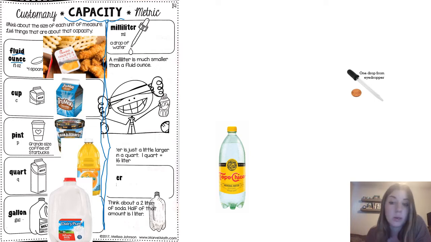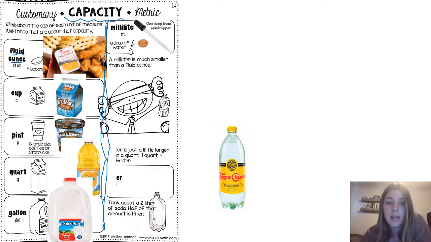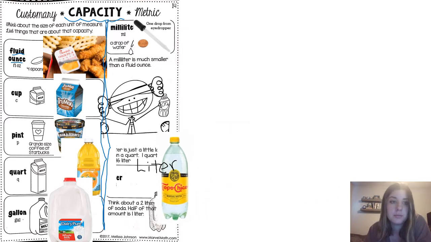For metric, we only have a couple measurements that we use a lot for metric capacity. Milliliter, super small, a drop from an eyedropper. That's what we use in science when we're measuring liquid as well, and what we have for our graduated cylinders. And then for liter, I covered it up, but it says liter, and we're going to use this big Topo Chico thing. You can also think about the big soda bottles, like family size ones. That's 2 liters, so we're thinking half of that.